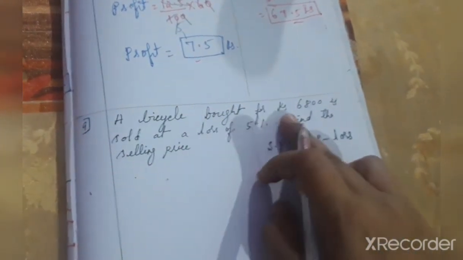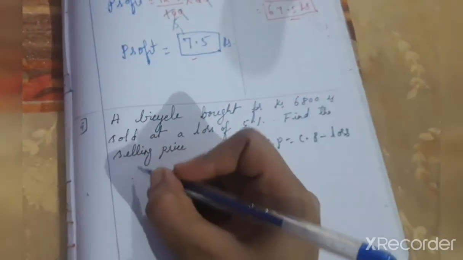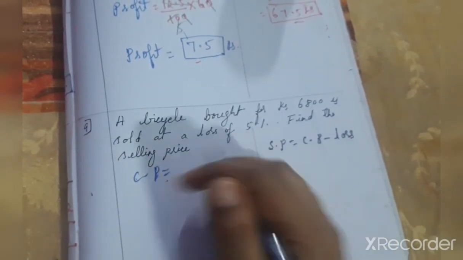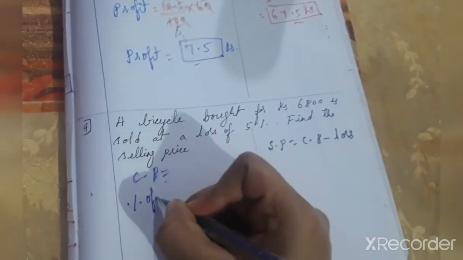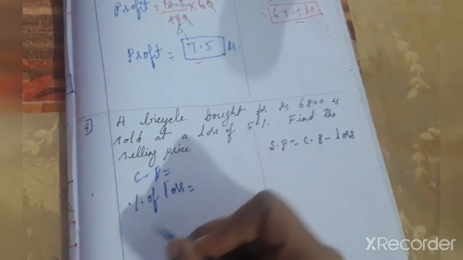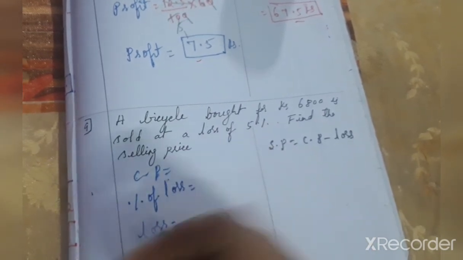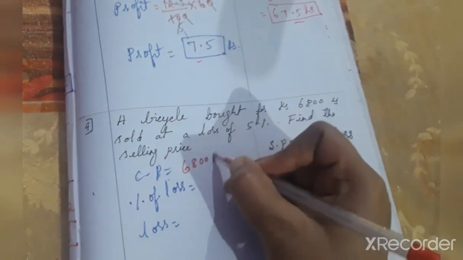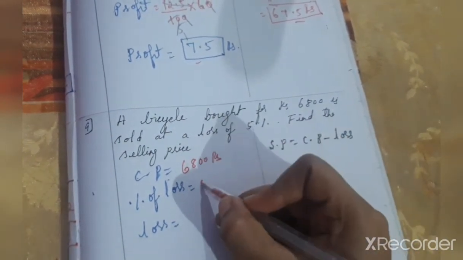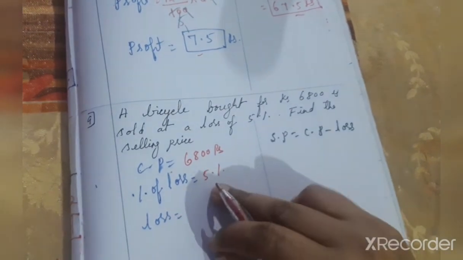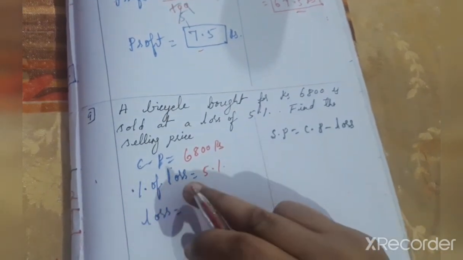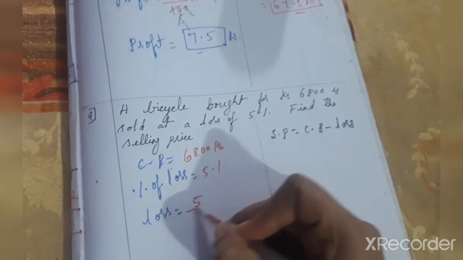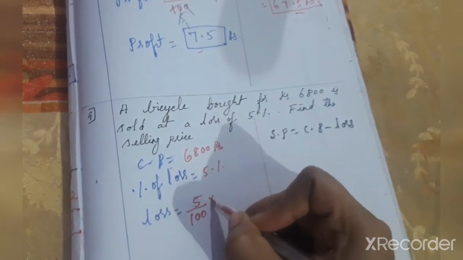Now a bicycle bought for rupees 6,800. So cost price 6,800 and loss is 5%, the percentage of loss. Then we have to find the loss. So CP is 6,800 rupees and percentage of loss is 5%. We can just write percentage of loss, just 5 is enough. Always percentage is calculated as 5 by 100 on CP.